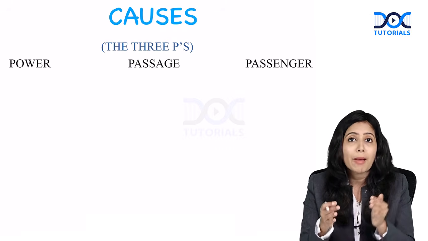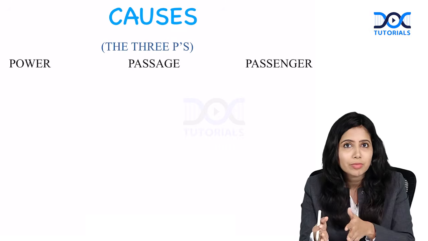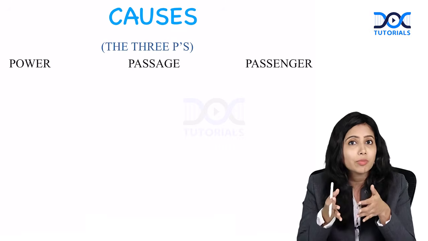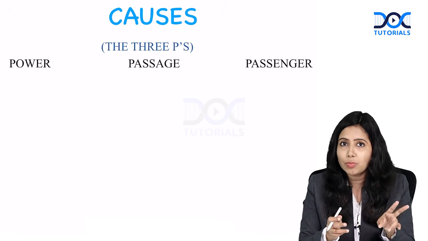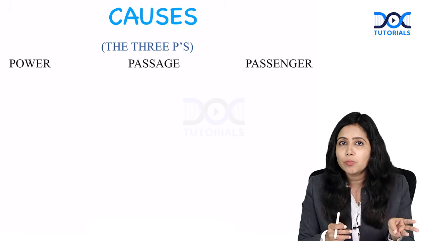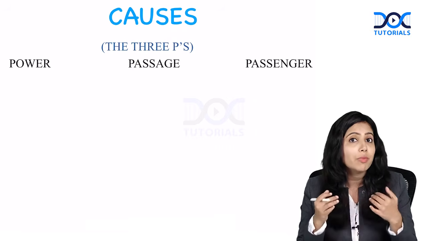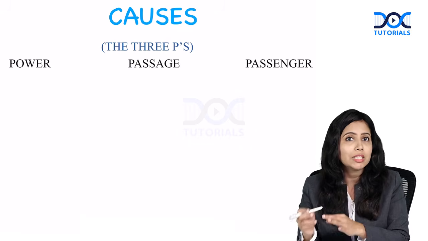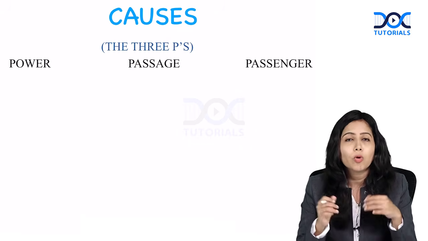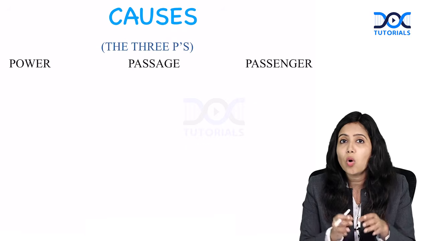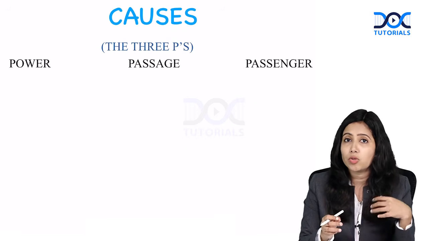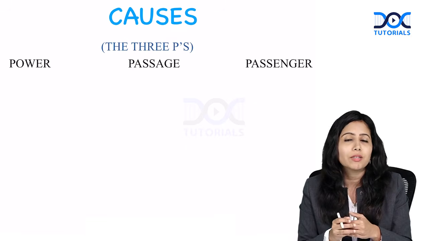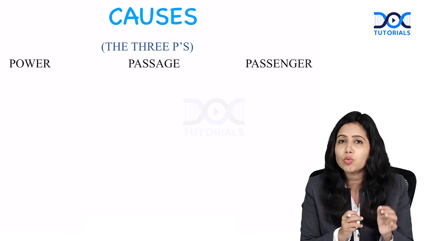Next P is passage. Passage basically means the pelvis as well as the soft tissue resistance through which the baby is passing. The third P is the passenger, that is the baby. What is the size of the baby? Any problem in any of these, there is going to be problems during labor. So, all these are causes for protraction of the active phase as well as arrest of active phase. Let's see the problems one by one.